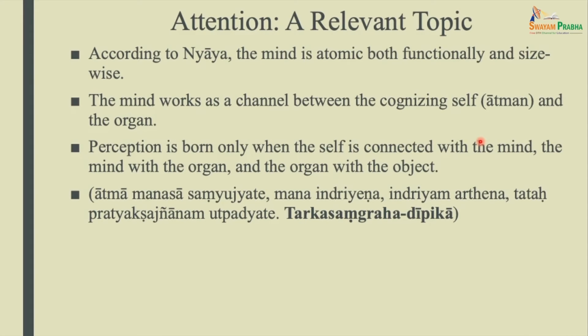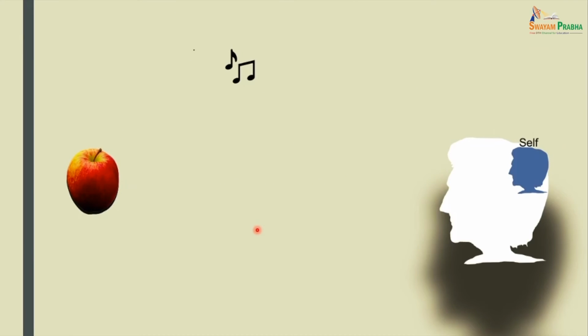Mind works as a channel between the cognizing self, or the Atman, and the sense organ, the Indriya. Perception is born only when the self is connected with the mind, the mind with the organ, and the organ with the object. In Sanskrit, this is from Tarkasamgraha Deepika, a canonical text for us: Atma manasa sangyujyate, mana indriyena indriyam arthena tataha pratyaksha jnanam utpatyate. We see how it happens.